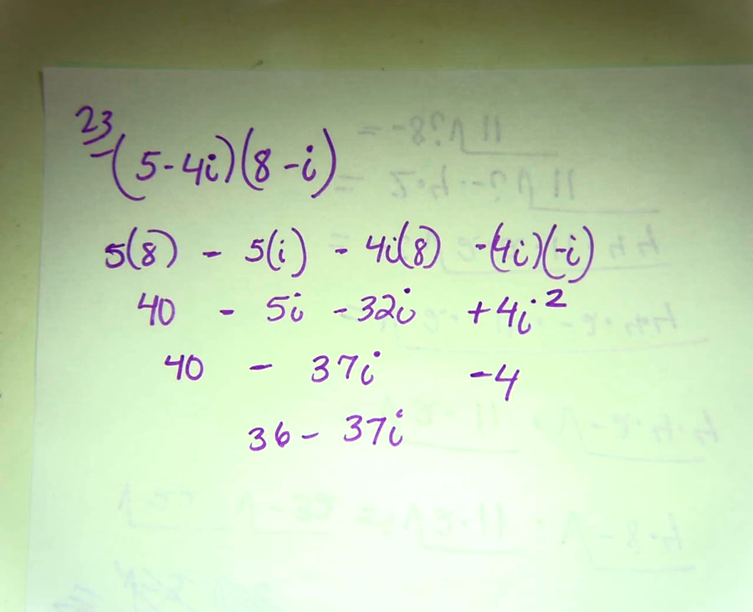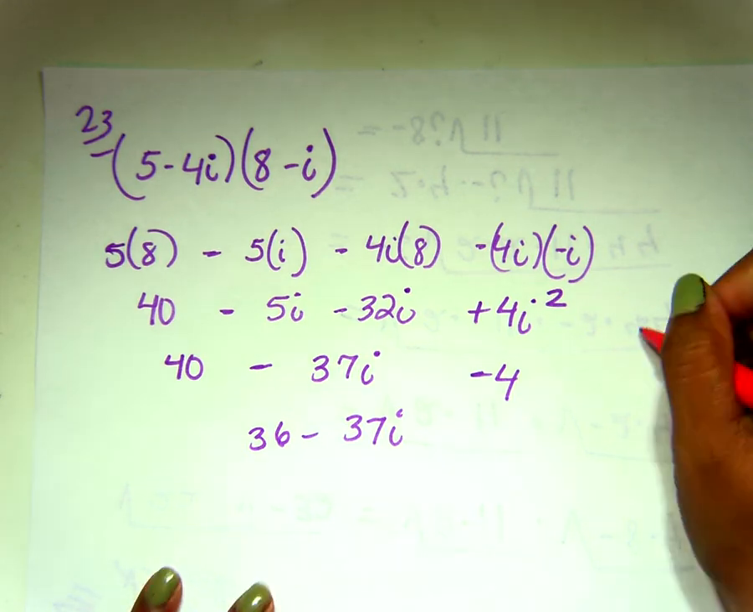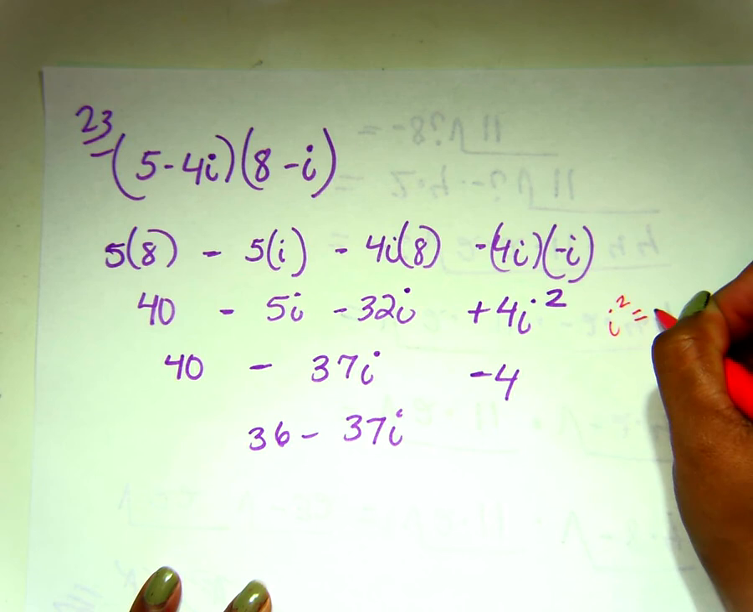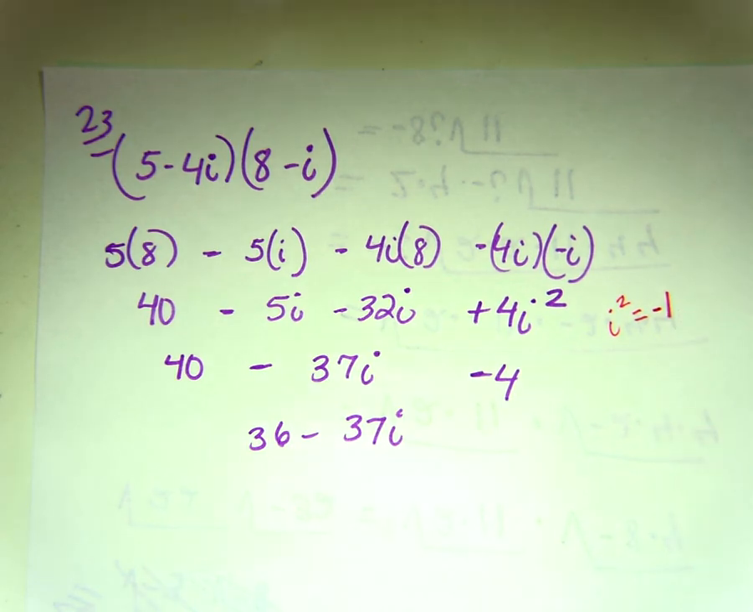So 5 times 8 is 40. Bring down your 5, minus 5i. Bring down your minus 32i. Then we have 4 times i squared. Now here's the reason why you have a plus sign: 2 negatives give you a plus, and you see 2 i's. But remember, i squared all by itself equals negative 1.